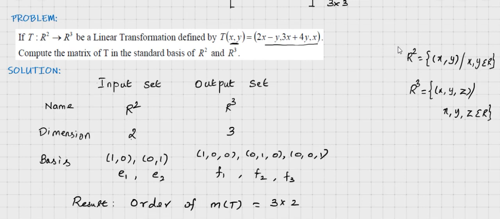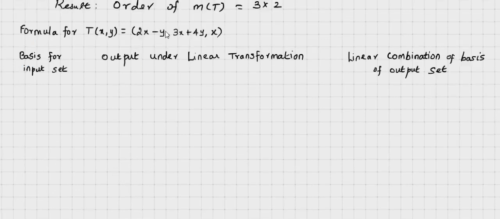Column will be dimension of input set. Now let us construct the same tabular column here and then we will fill out the matrix. So this is the formula given in the problem. T of x comma y equals 2x minus y comma 3x plus 4y comma x.